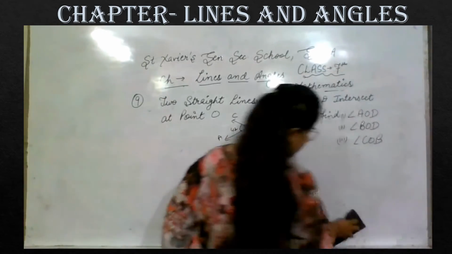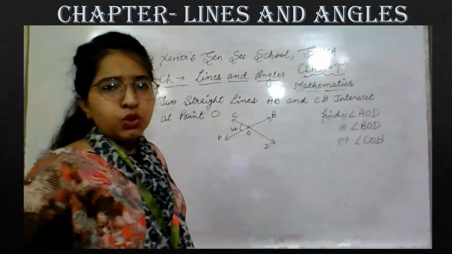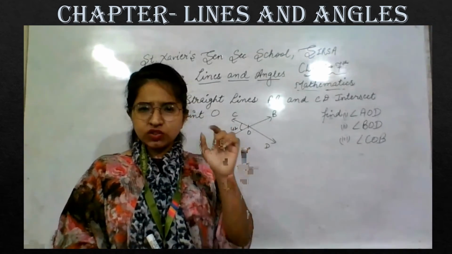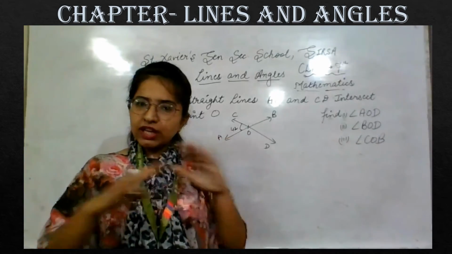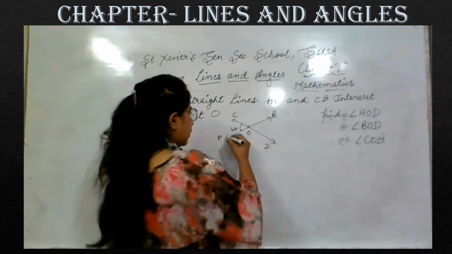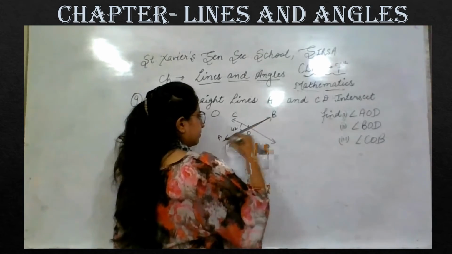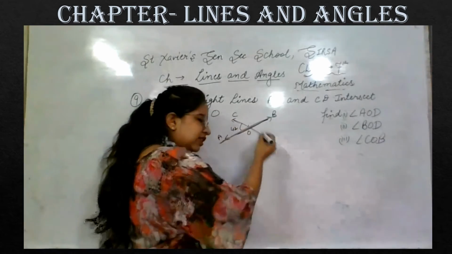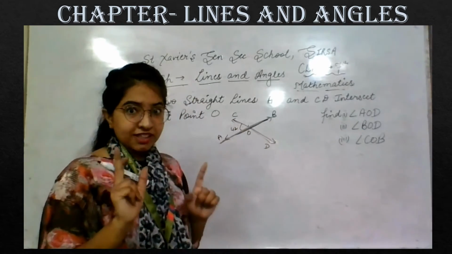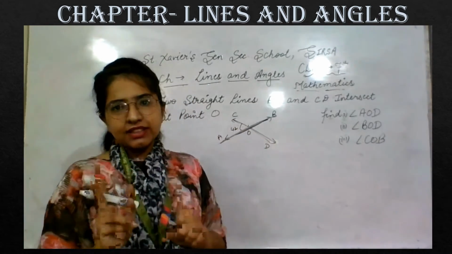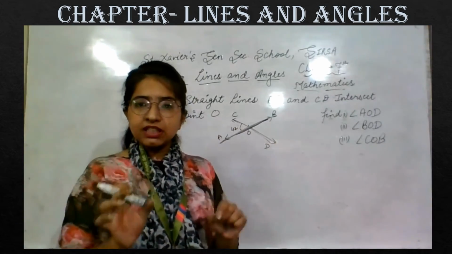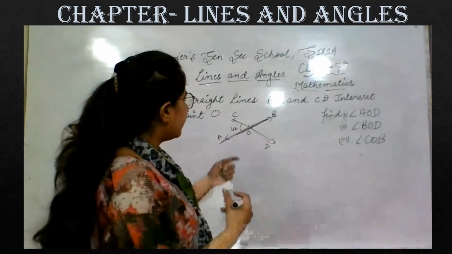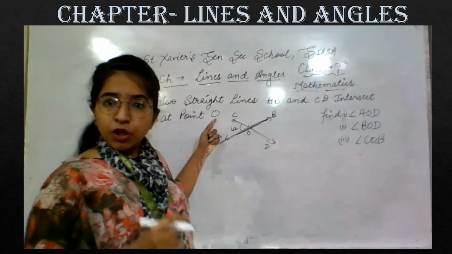See on the board. What's the question over here? Two straight lines. Okay, what strikes in your mind? Linear pair. Straight line means linear pair. So this is a straight line, AB. AB is a straight line. And CD is also a straight line. Linear pair is possible only on a straight line. Let's see further. Both are intersecting at point O.